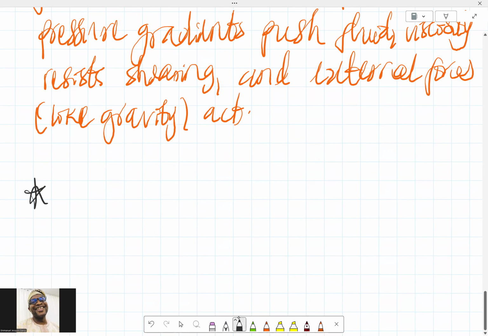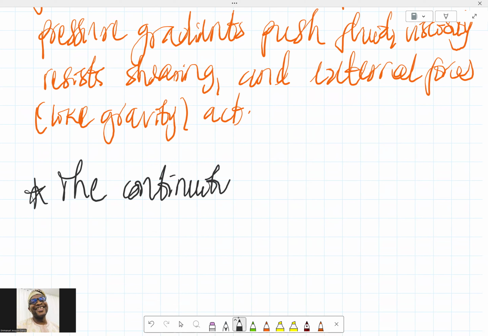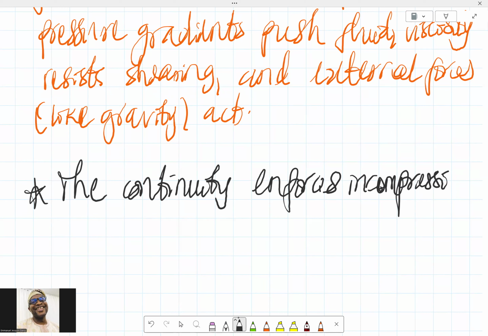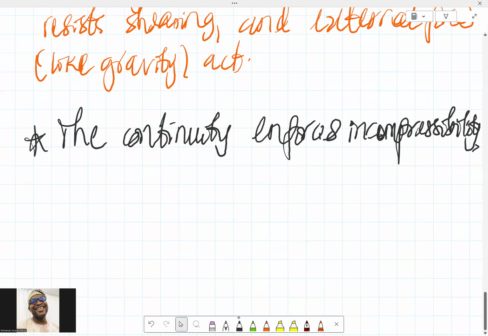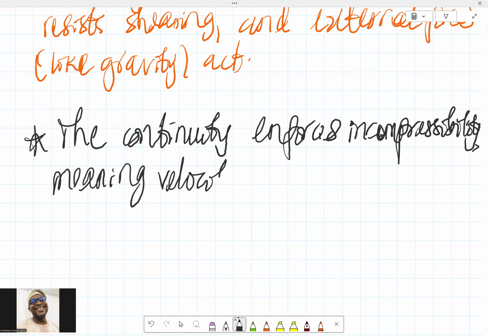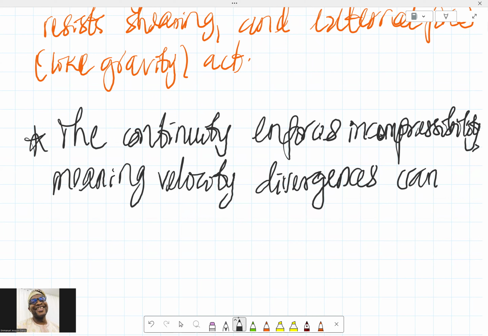Then another point is that the continuity equation, that is grad dot u equals 0, enforces incompressibility. So the continuity equation enforces incompressibility, meaning velocity divergences vanish. Velocity divergences actually vanish.